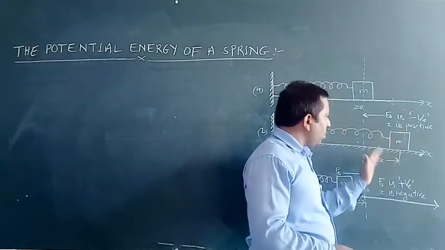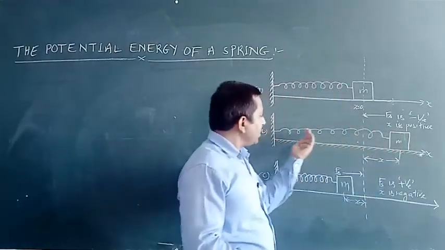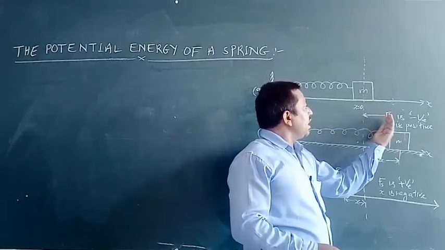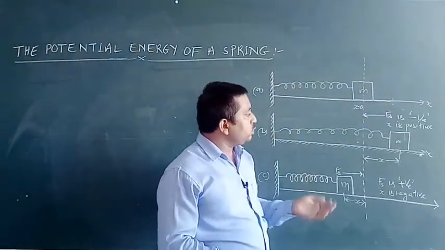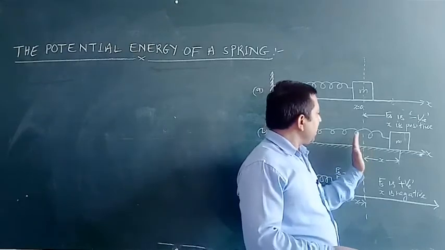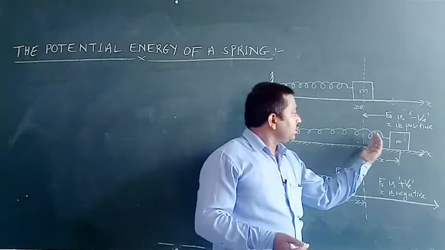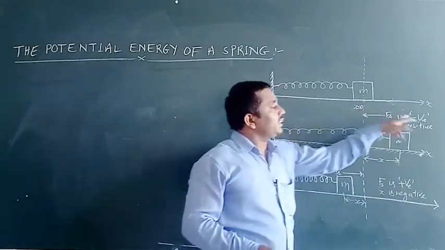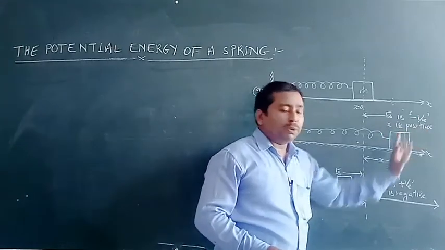So if the object is displaced to the right side, then the force applied by the spring on the object acts towards the left side. If we assume this is the mean position and the right direction displacement as positive, then the direction of the force can be considered as negative and F is considered as positive.